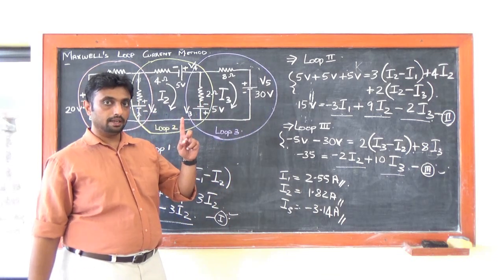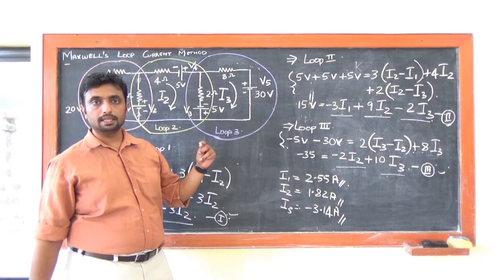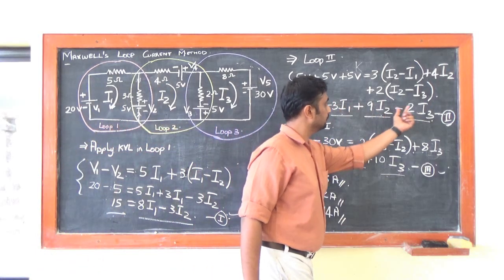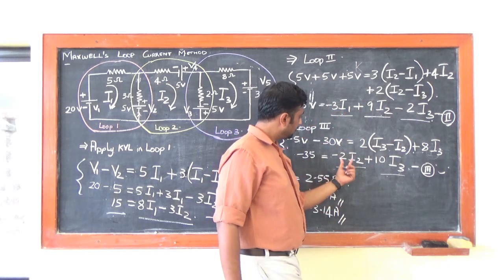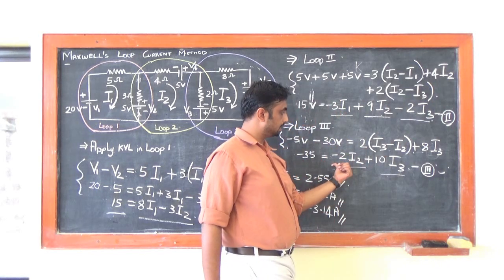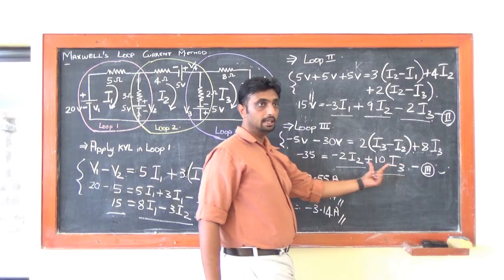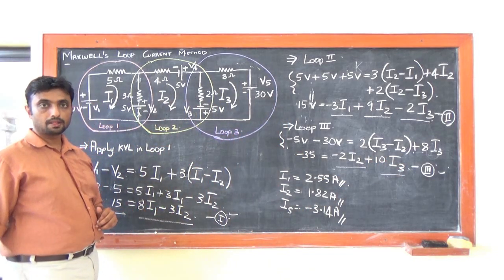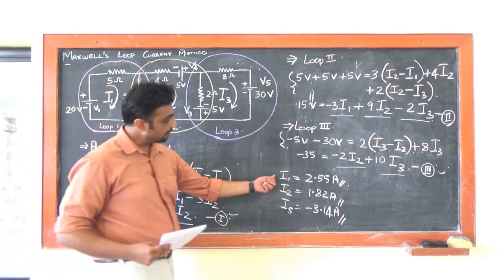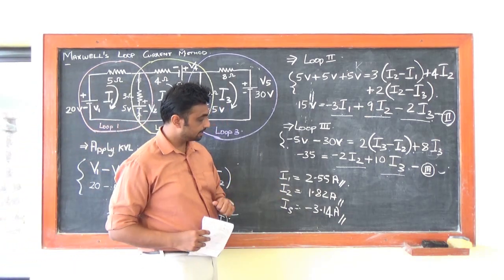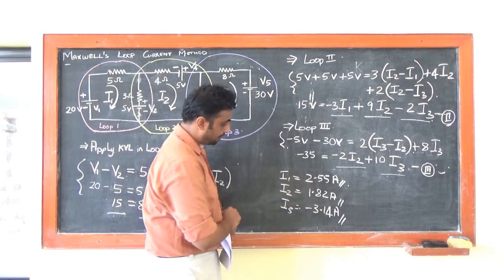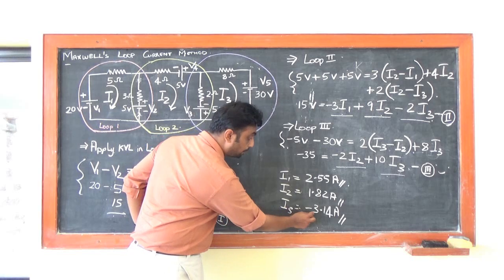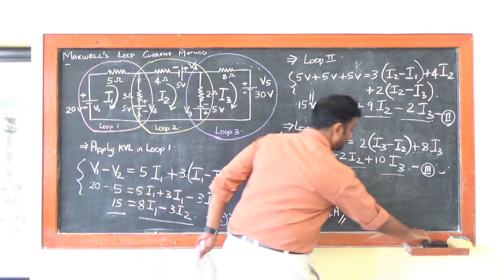One more important thing, when you are writing the simultaneous equations, always start with I1, I2, I3. In the same way, I1 will be 0 in this case, in this loop, so we have I2 and I3. Again, we have I1 and I2. So now we got I1, I2 and I3. So I1 is 2.55, I2 is 1.82 and I3 is minus 3.14.